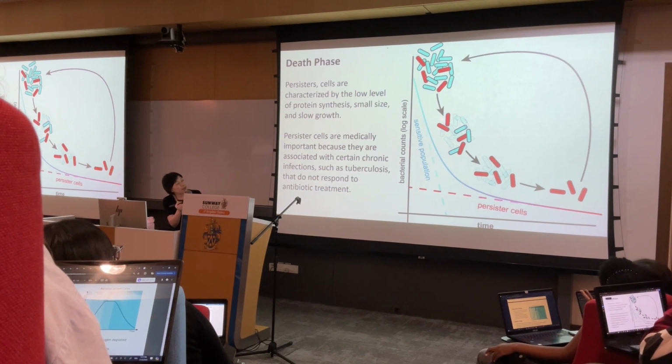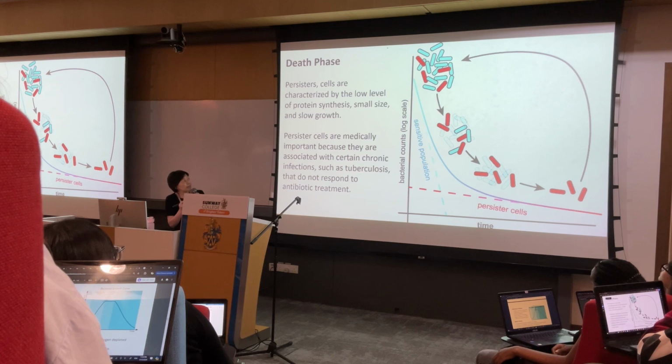Of course, those are the non-persistent cells, the normal cells, which are in blue color. They start reducing in number. But persistent cells are okay in keeping their number. So eventually, you will have the persistent cells surviving at the end.